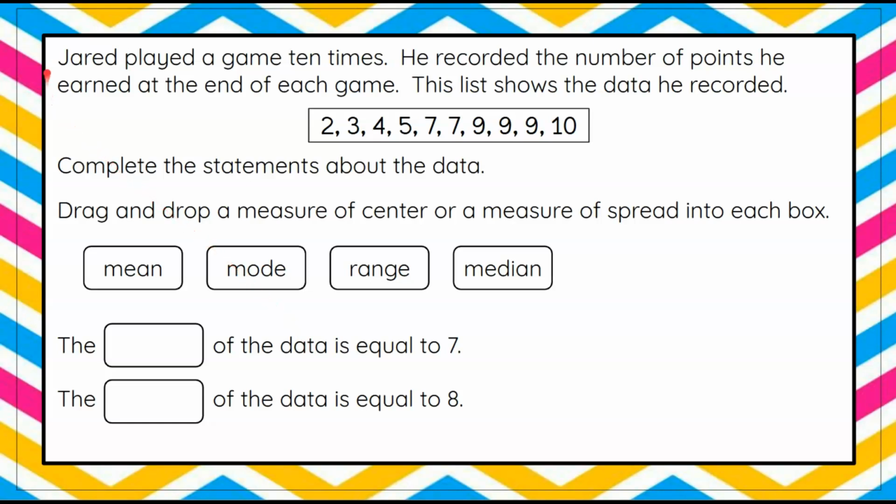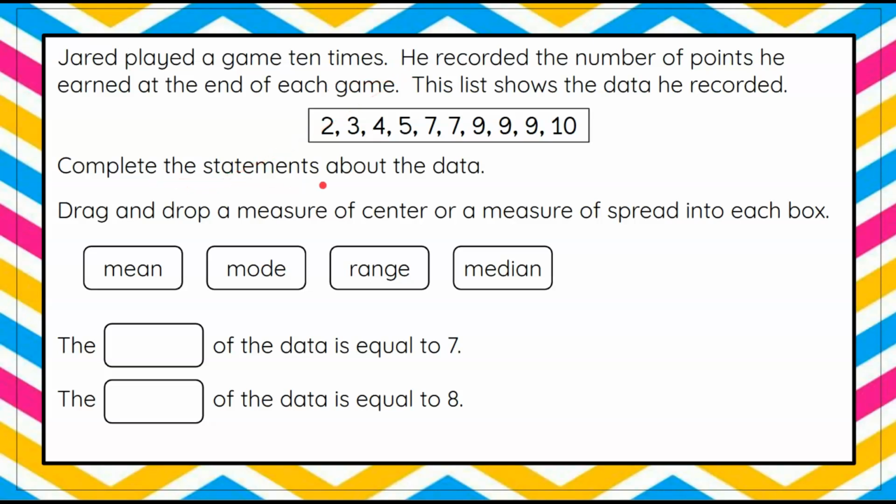Here's our question. Jared played a game 10 times. He recorded the number of points he earned at the end of each game. This list shows the data he recorded. So 2, 3, 4, 5, 7, 7, 9, 9, 9, and 10 are the points he earned at the end of each of the 10 games.